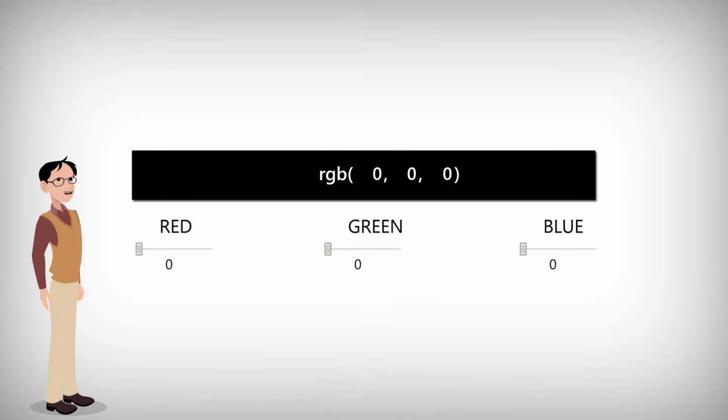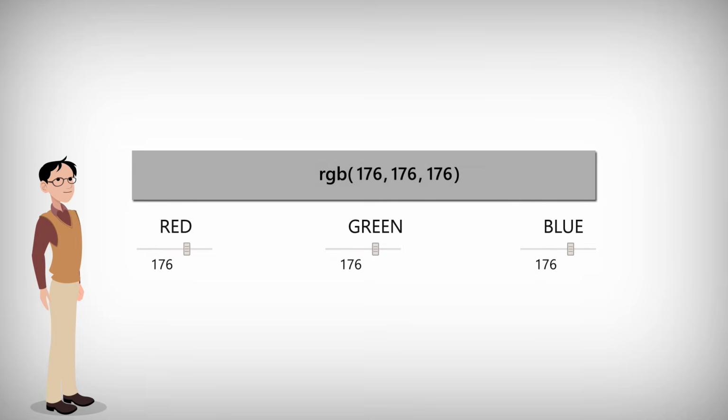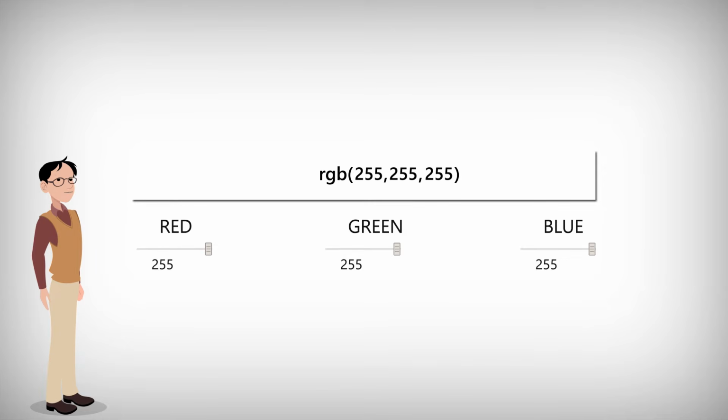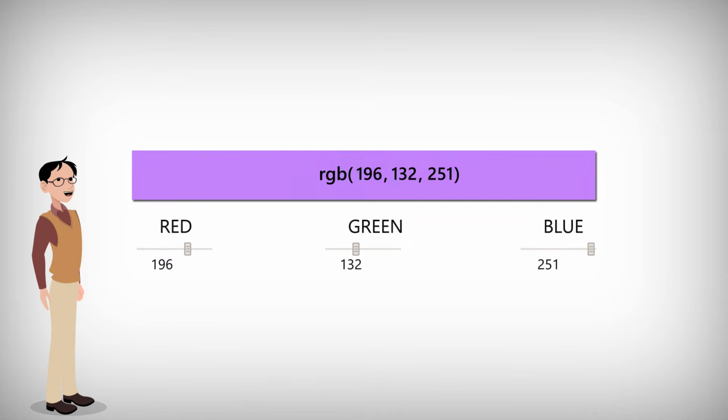To get black, all color parameters must be set to 0. Alternatively, to get white, all color parameters must be set to 255. By using different combinations of red, green, and blue, you have over 16 million color possibilities. And if you're trying to get gray, use equal values of all three color sources.